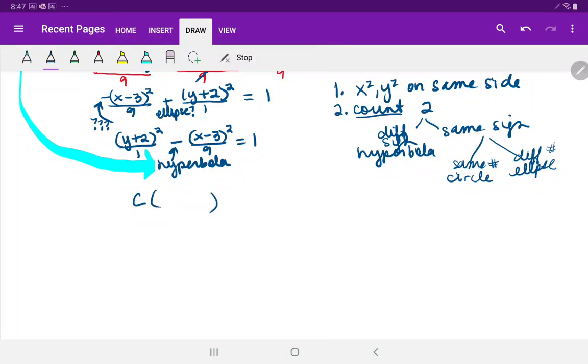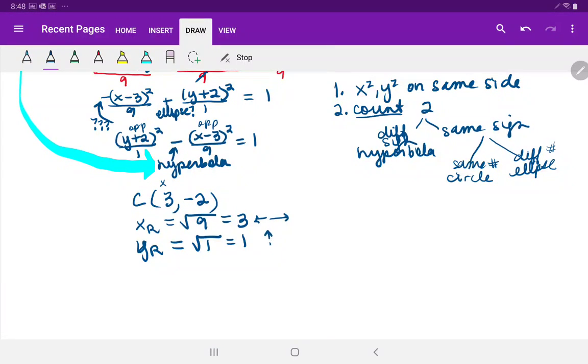So the center is opposite, opposite, but you have to grab the x value of the center for the x position, and then opposite the y value, the -2 would be there. X radius is square root of what's under the x. Y radius is square root of what's under the y. So under the x is a 9, so that's a 3. And that's going to go left and right. And the y, square root of 1, which is 1, and then we're going to go up and down.